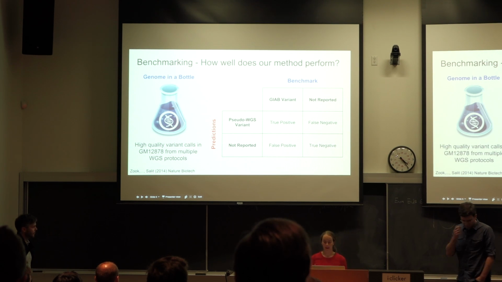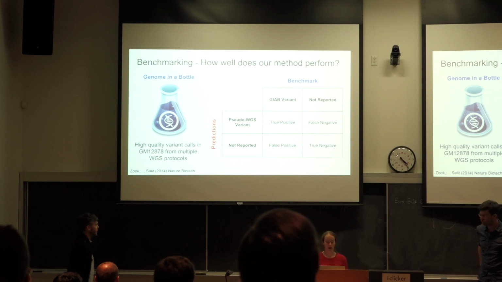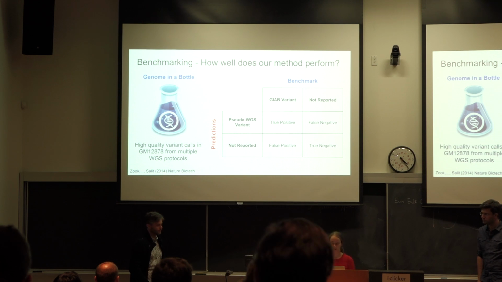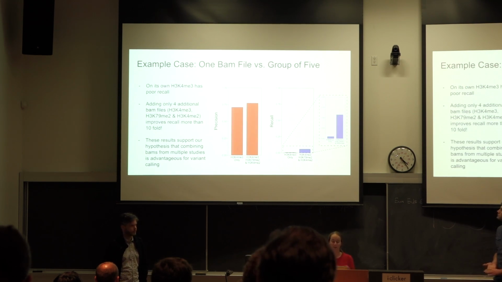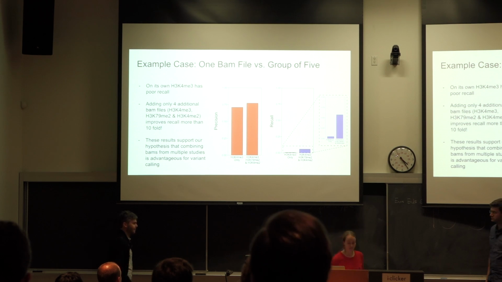Now I'll talk a little bit about benchmarking. We want to see how well this method actually performs. To do this, we took high-quality variant calls from Genome in a Bottle that uses all different sources of data, such as whole genome sequencing and exome sequencing, to get these calls in GM12878. Using this as a benchmark, we benchmarked using the 1 BAM file versus the group of 5 BAM files. Overall, we get an increase in precision, but we get a dramatic increase in recall. It's over a 10-fold increase in recall just using 5 BAM files. So we hope that by integrating hundreds of BAM files, we can increase this even more.